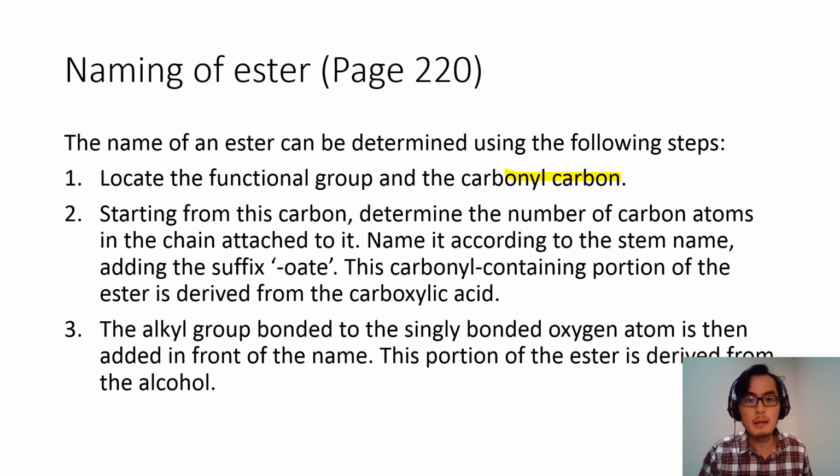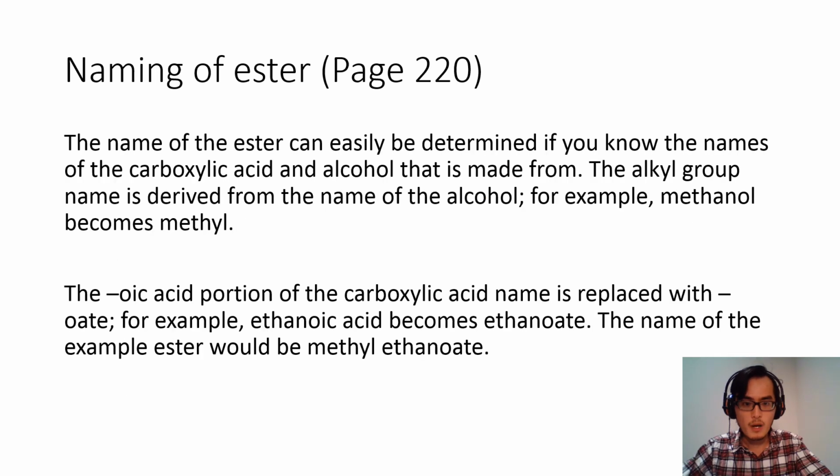This carbonyl containing portion of the ester is derived from the carboxylic acid. It says the alkyl group bonded to the singly bonded oxygen atom is then added in front of the name. And this portion of the ester is derived from the alcohol. Alright, there's a lot of words there. What I will show you could be easier for you to understand. So this particular slide here may be easier for you to understand on how to name the ester.